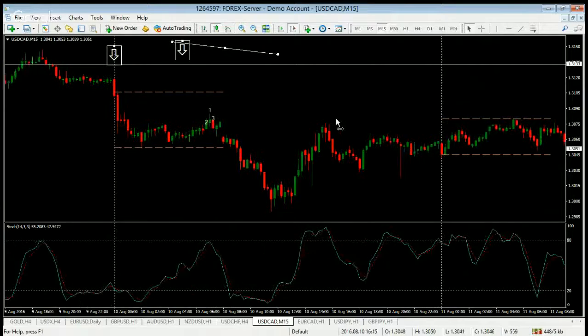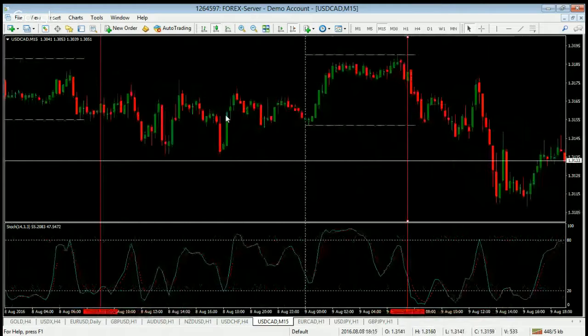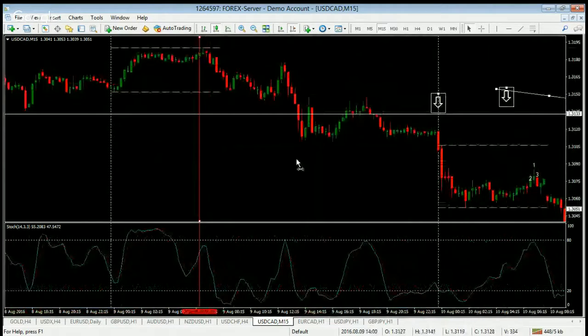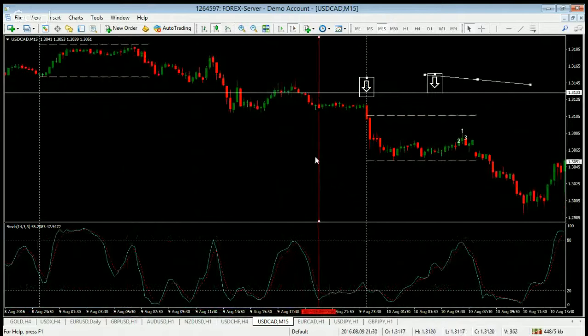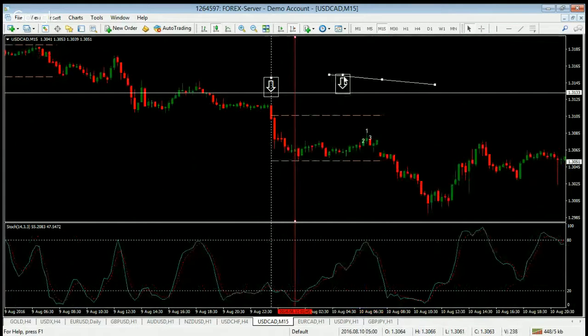Let me see. So this is Monday, Tuesday. I'm actually using this vertical line to show you the swings so you could see. So price was making a lower low.